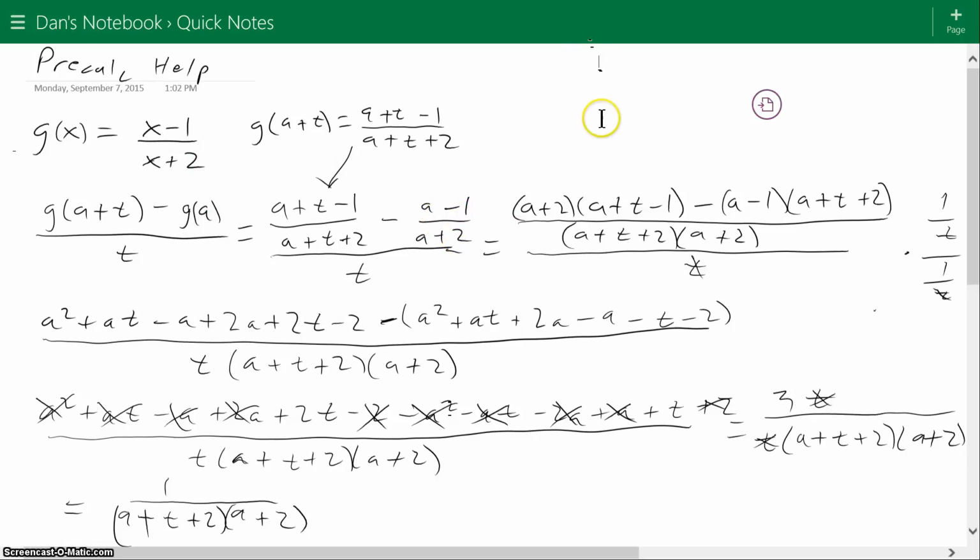Now, pretty much everything from now on is just trying to simplify this ugly thing. And of course, the whole thing is still all over t. So we just find the common denominator, which is a plus t plus 2 times a plus 2. So that's what this is. You take this numerator times this denominator, and this numerator times this denominator. So that's what that big, ugly, nasty thing is right there.